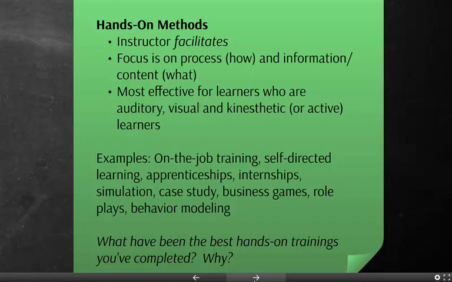So I think you're getting a sense now of how presentation style and hands-on methods are different or distinct from one another. So again, I want you to think, now that we've talked about hands-on methods, what have been the best hands-on trainings you've completed and what made them the best?